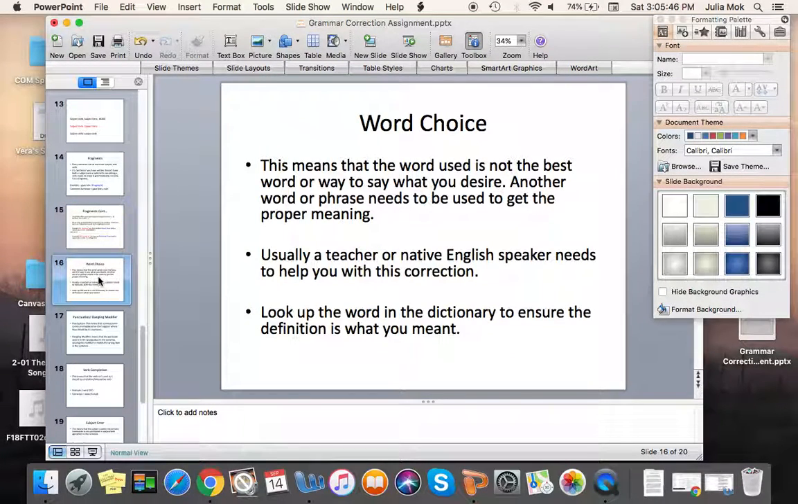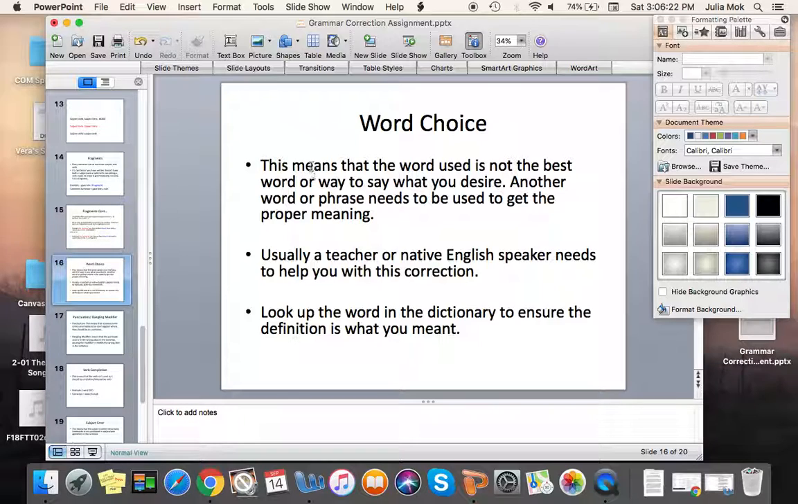The next type of error you might have had is a word choice error. Word choice errors are very tricky because it has to do with the definition of the word, it has to do with the connotation of the word, which means what that word means to somebody hearing it or reading it. So it has a lot of cultural and historical feeling behind it.